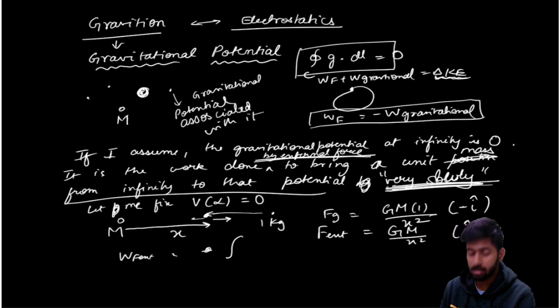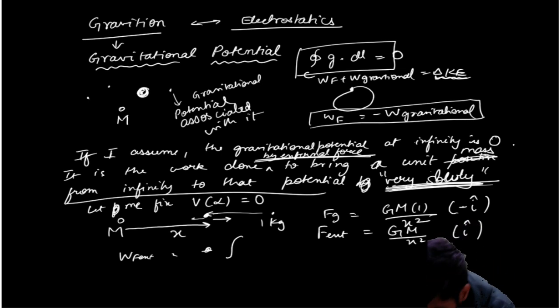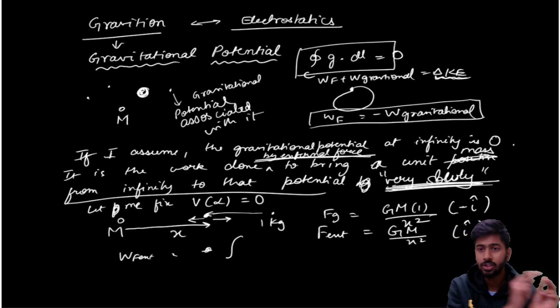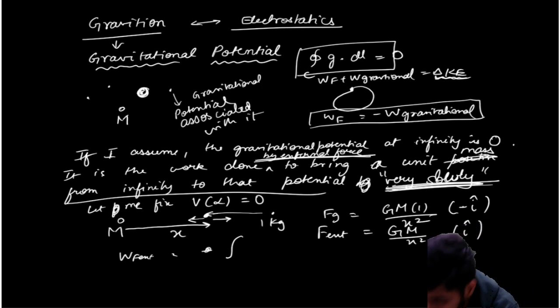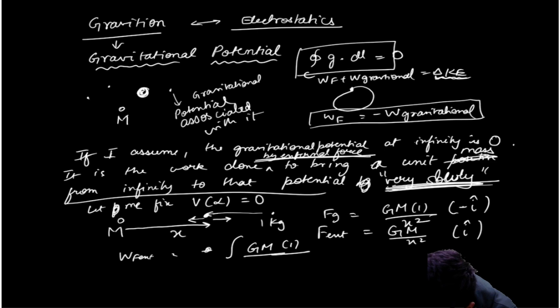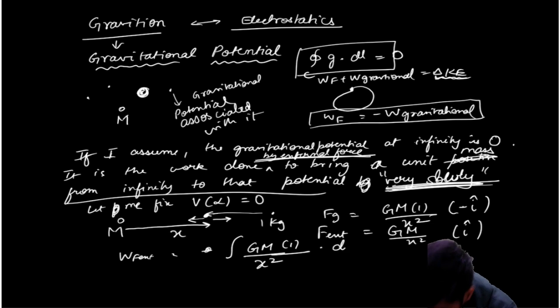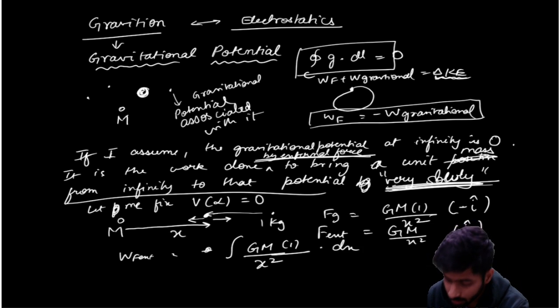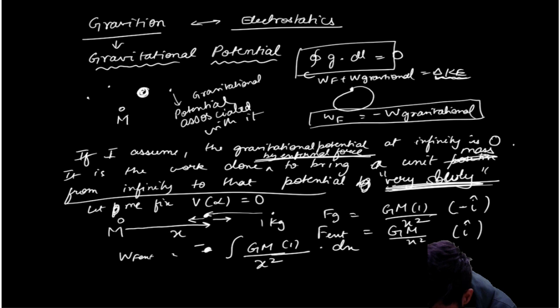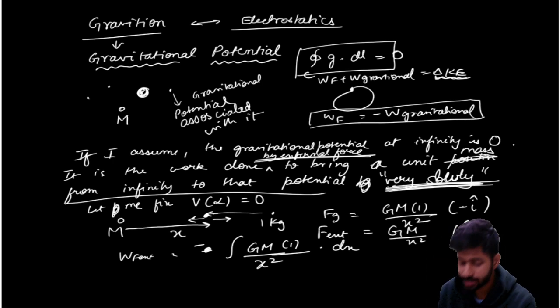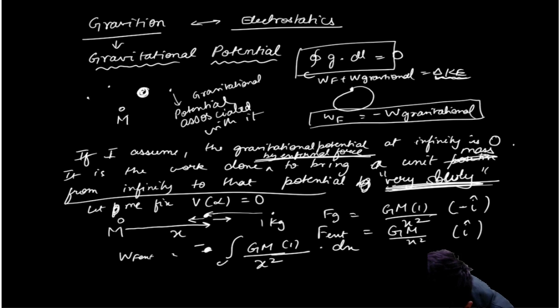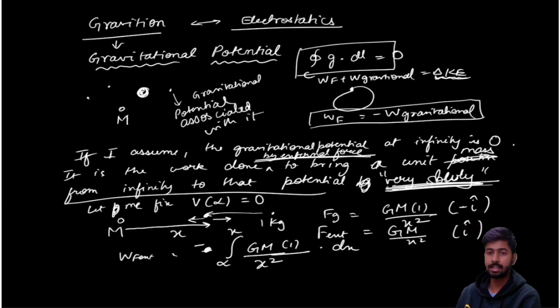So remember, this is the direction of your dx, right? But your x you are measuring from here, right? So dx will have a negative sign. So simply it will be GM into 1 kg by x square into dx, and you'll have a minus sign. And your x is measured from infinity to this point. So x starts from infinity and comes to x, at a distance x.